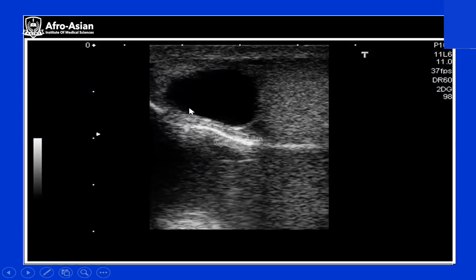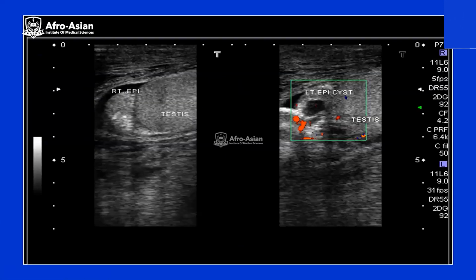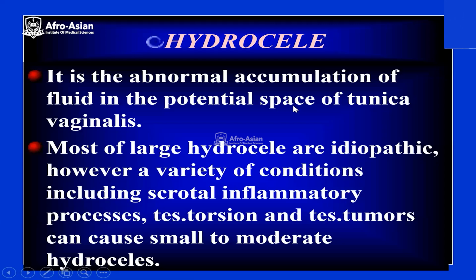This is epididymal head cyst. This is epididymis, and on the left side in the epididymis there is a cyst. If this cyst is lying within the epididymis, it will be epididymal cyst, but if it is lying here at the periphery, it will be the spermatic cord cyst.